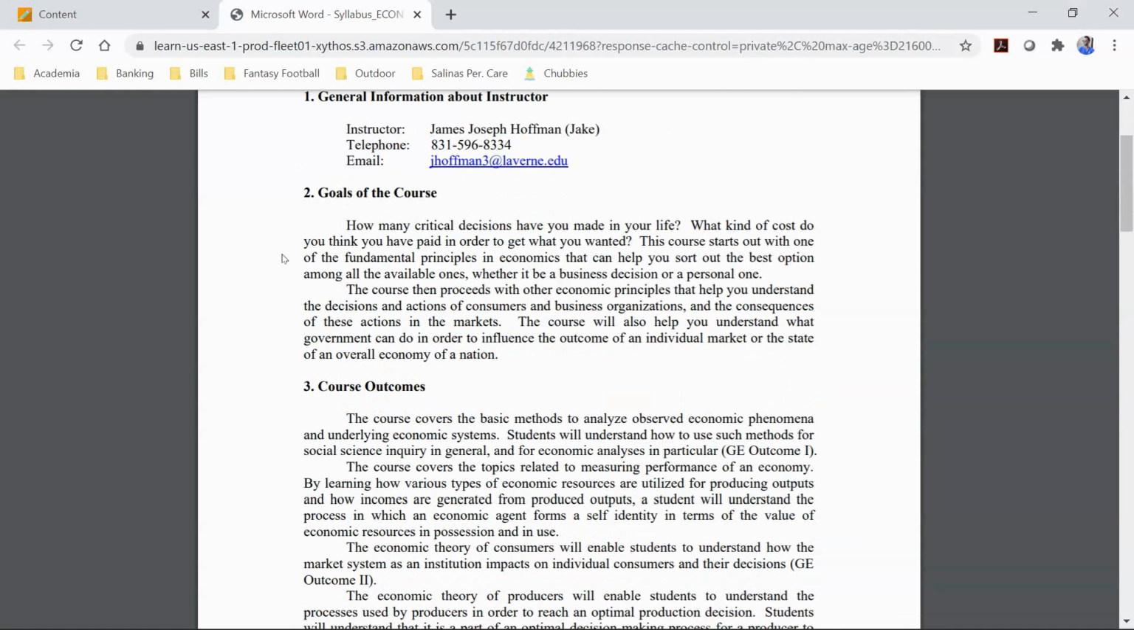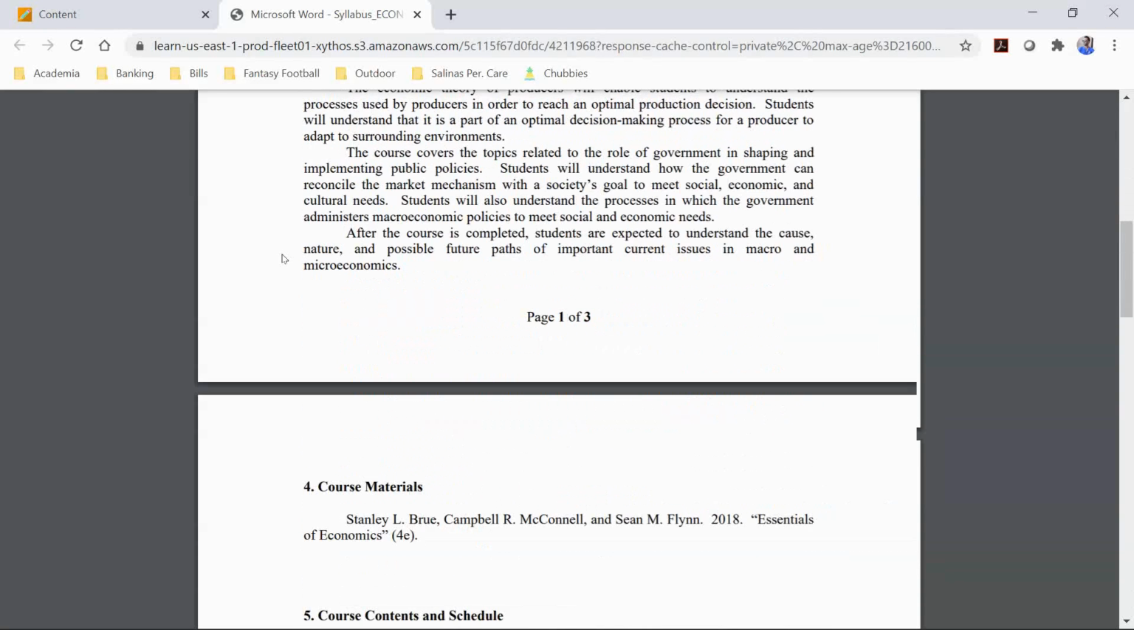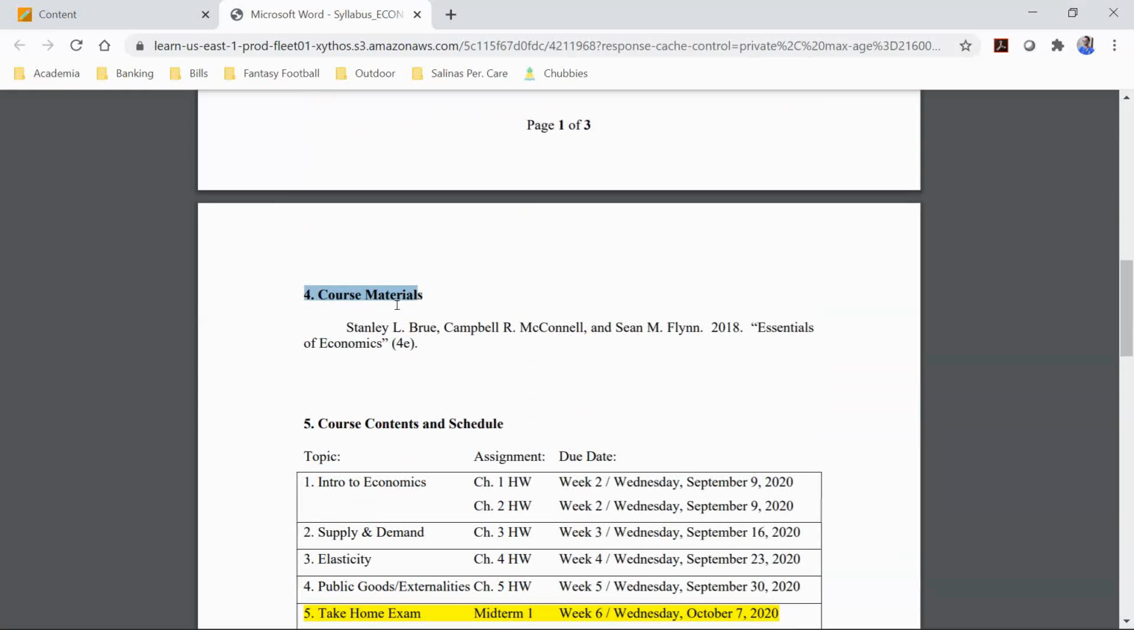Okay, so let's go over the course. You guys can read that. The course outcomes, you can look at that a little later. Okay, so the textbook that I've structured the class around is Essentials of Economics, I believe the 4th edition, which is the newest one. Let me show you what it looks like here.